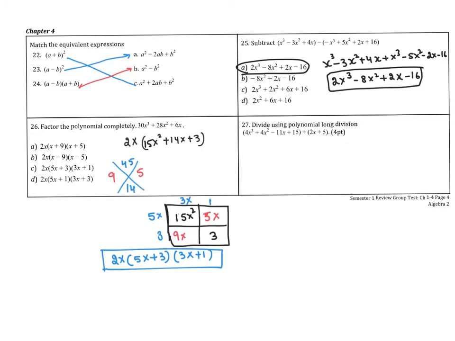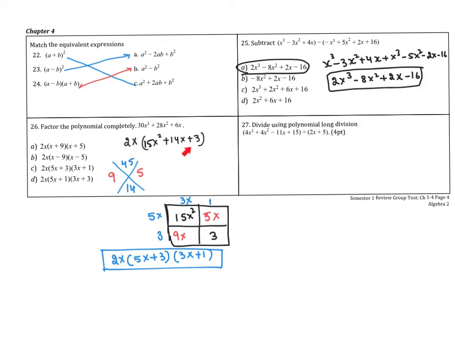For number 26, you're going to factor the polynomial. So the first thing you want to do with any polynomial is take the GCF out. The GCF is the number that's going to divide each one of the terms in the polynomial. So 2x is the number that divides each term. So the GCF is 2x. You get 15x squared + 14x + 3 here.